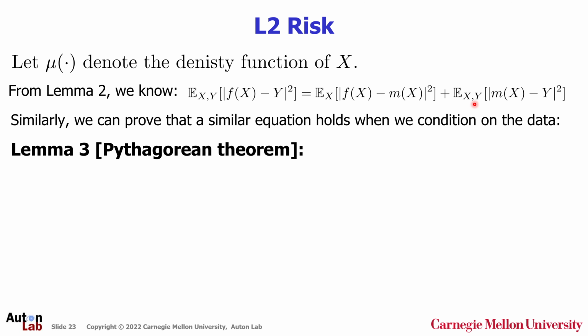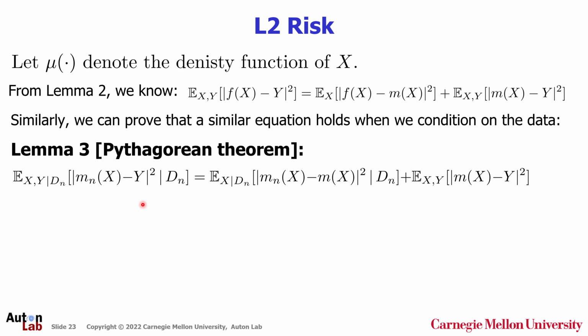This is the next lemma, the Pythagorean decomposition when we condition on the training data set Dn. This lemma says that the conditional expectation of (Mn(x) - y) squared conditioned on Dn can be written as the sum of these two terms. These terms are exactly the same as before, except they are conditioned on Dn. However, in the second term, m is not a function of Dn, y is not a function of Dn, therefore here we don't need to condition on Dn. Here, the first term is the conditional expectation of |Mn(x) - m(x)| squared conditioned on the training data set Dn.